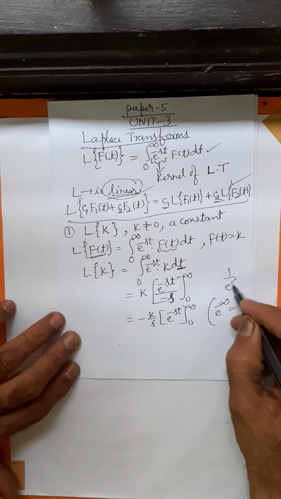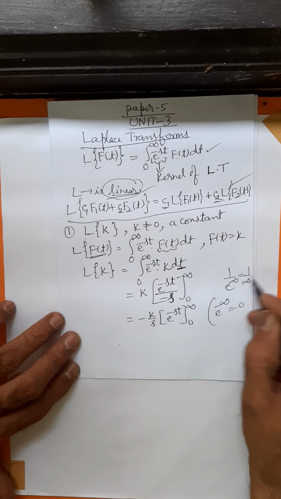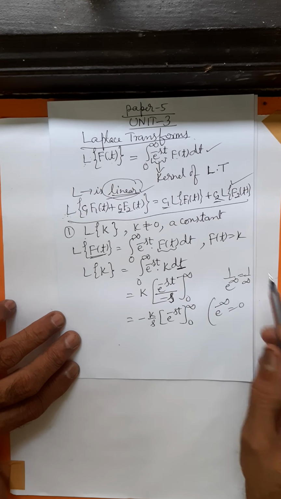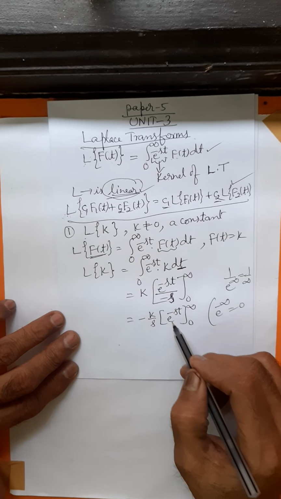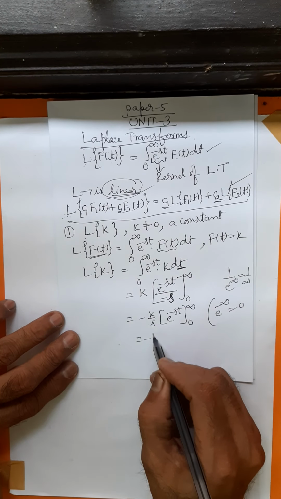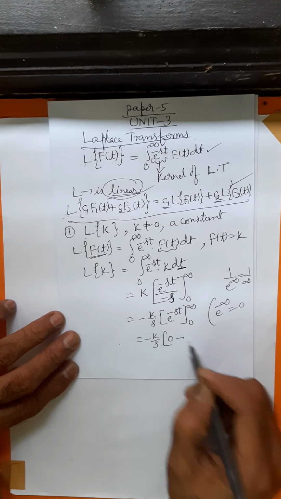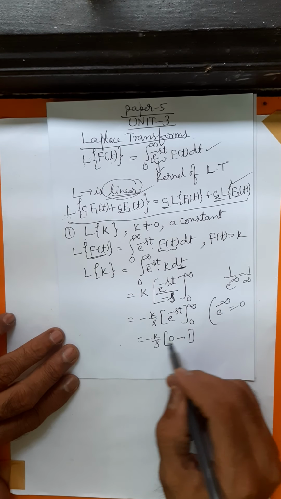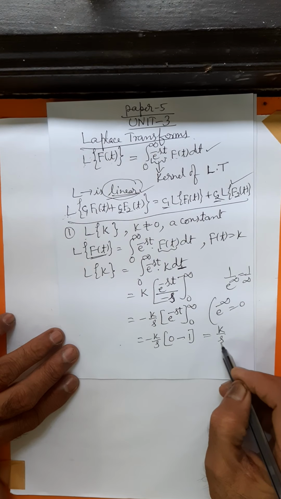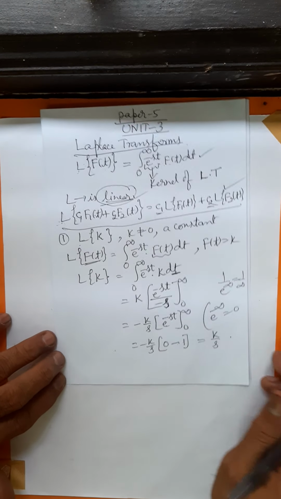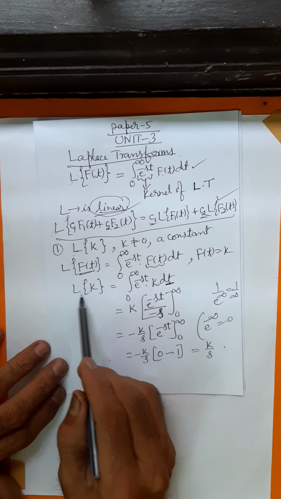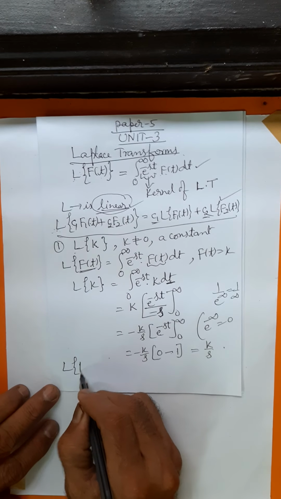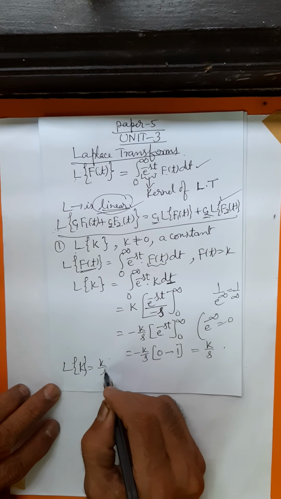It is 1 by e power infinity, or roughly 1 by infinity. You are not supposed to do such operations with infinity, but still 1 by infinity is going to be 0. E power minus infinity is 0, so the upper limit value is 0. For the lower limit, e power 0 is 1. Minus into minus gives plus k by s. What was the question? What is the Laplace transform of k? It is k by s. L of k is k by s.